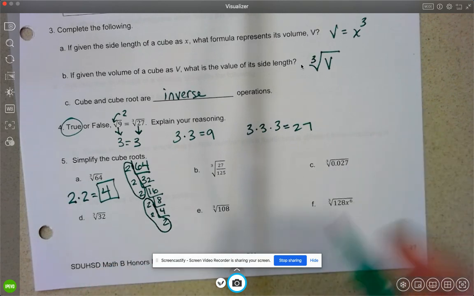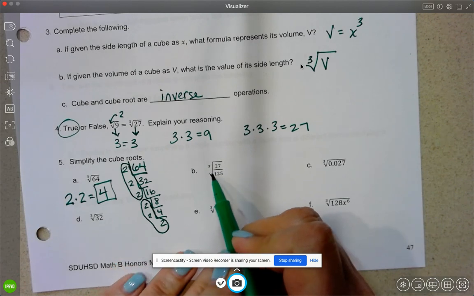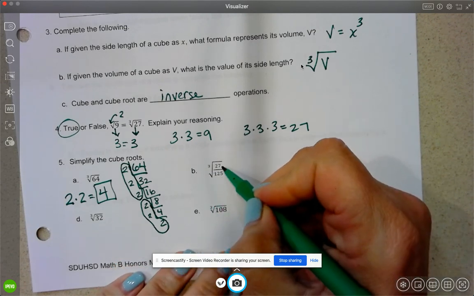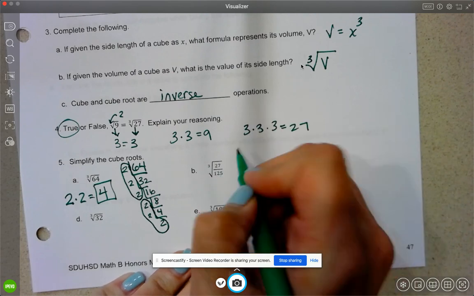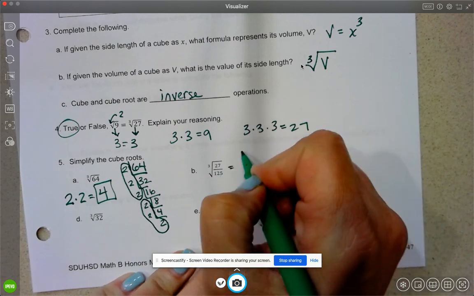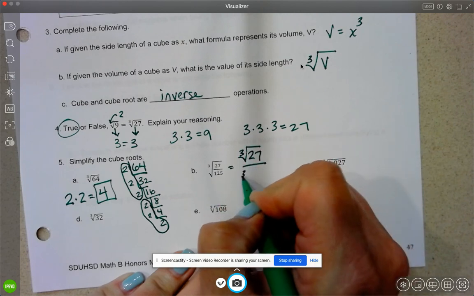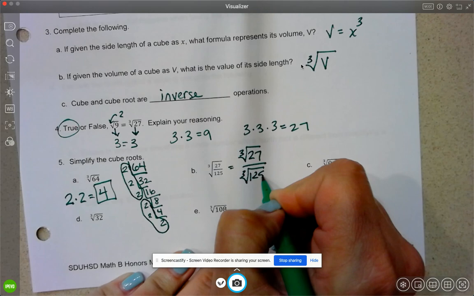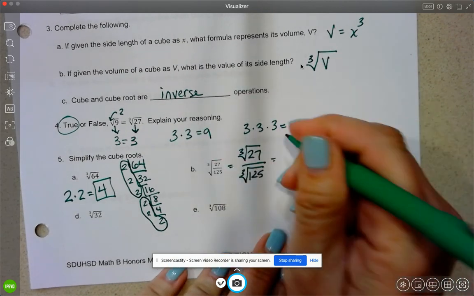All right, let's work on this one. Now, just like we split up square roots, we can do that with cube roots too. So I'm just going to split this up, and I'm going to make it cube root of 27 over cube root of 125. Well, we already did the cube root of 27 up here, so we already know that the top is 3.